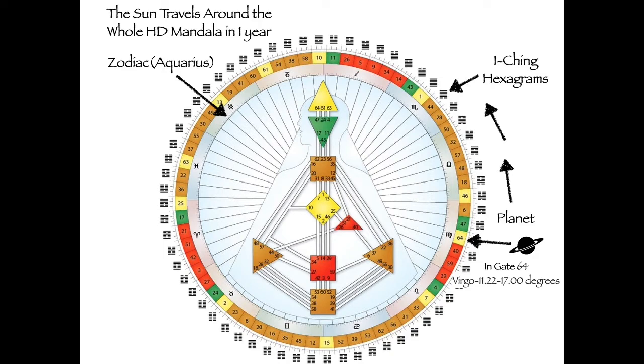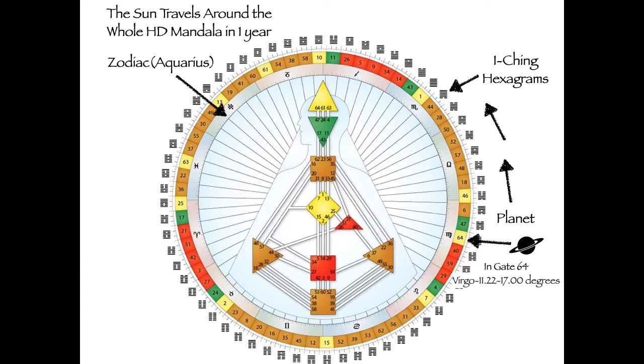Then you have Mars, which is about 2 to 2.5 years. Then you get into Jupiter, which is 12 years. Then Uranus, which is 82 years. Then you get into Neptune. Neptune is 165 years and Pluto is 248 years.